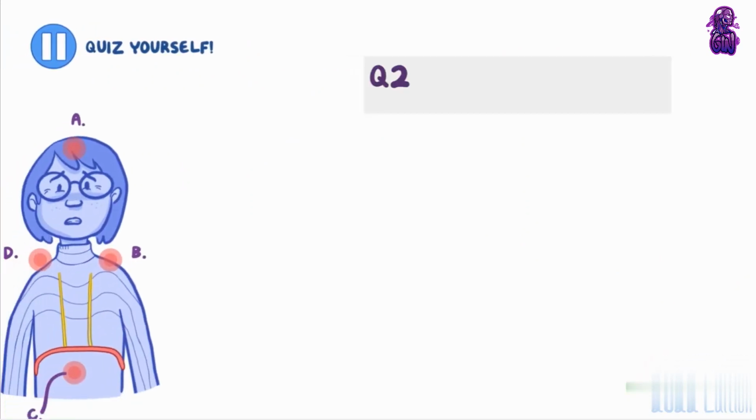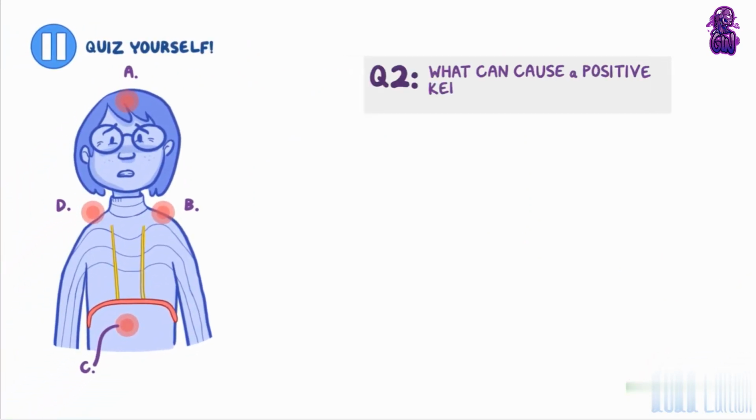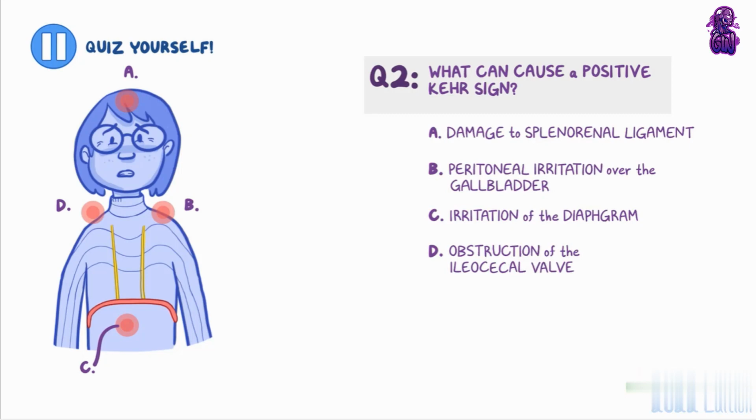Let's take a quick quiz. What can cause a positive Kerr sign? Where does it occur for a ruptured spleen?